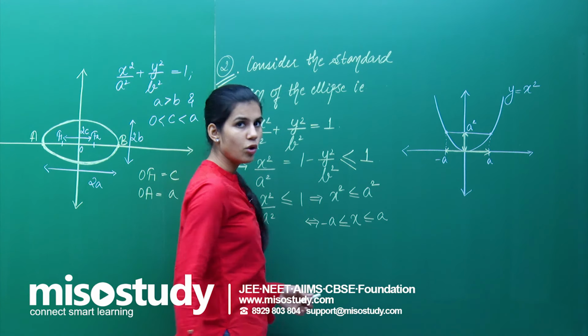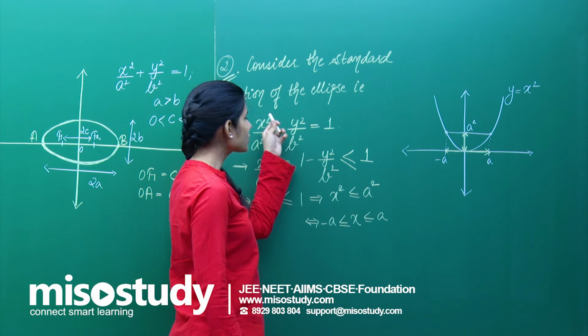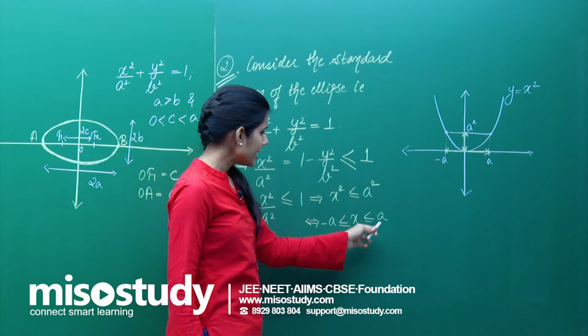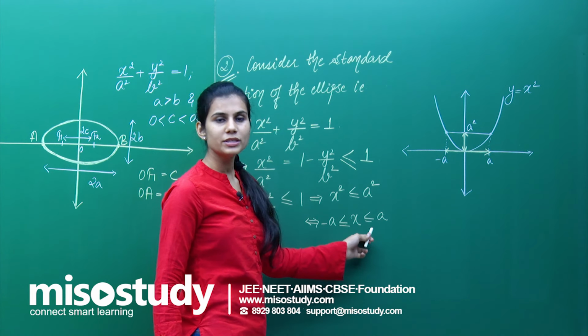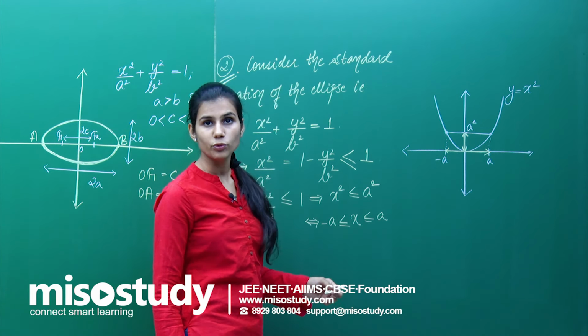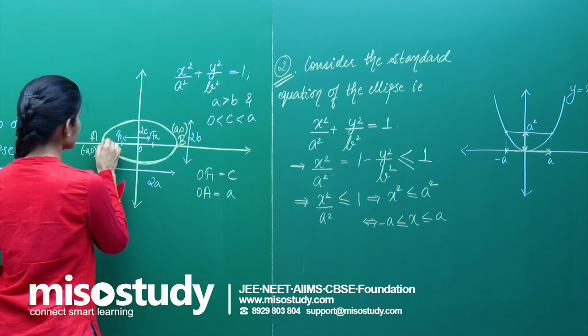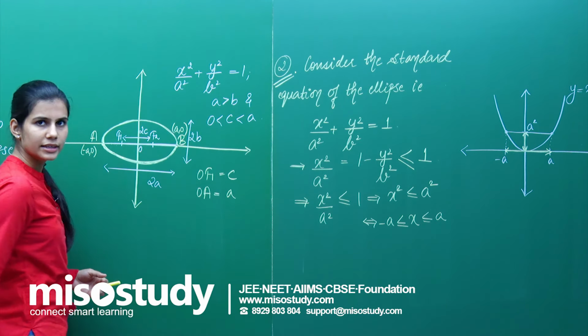This means what? X is representing the x coordinate of all the points lying on this ellipse. The x coordinate of all the points lying on this ellipse is always going to be greater than or equal to minus a and less than or equal to a. That means the x coordinate of all points on this ellipse is going to be between minus a and a. This point you know already, it is minus a comma 0, and this point is a comma 0. So the x coordinate is going to come only from here, from minus a to a.